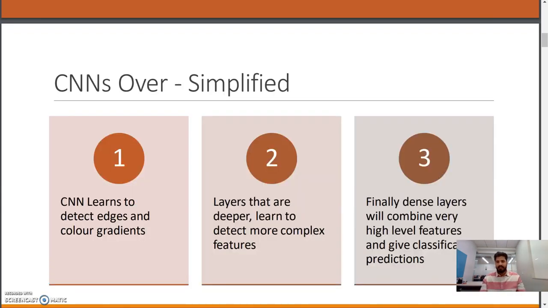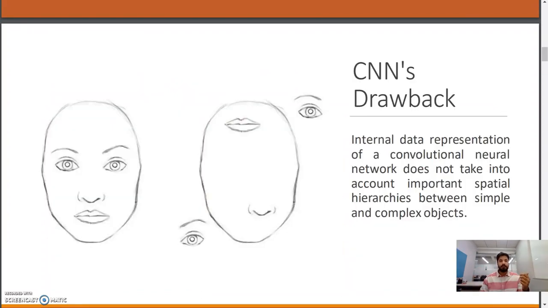Let's oversimplify CNN for revision. CNN detects edges and color gradients and defines them as features. This first learning to detect edges and color gradients is actually the lowest level of features. Now, when we go deeper into the layers, these features combine into more complex features, and then finally the dense layers will combine very high level features and give a classification prediction.